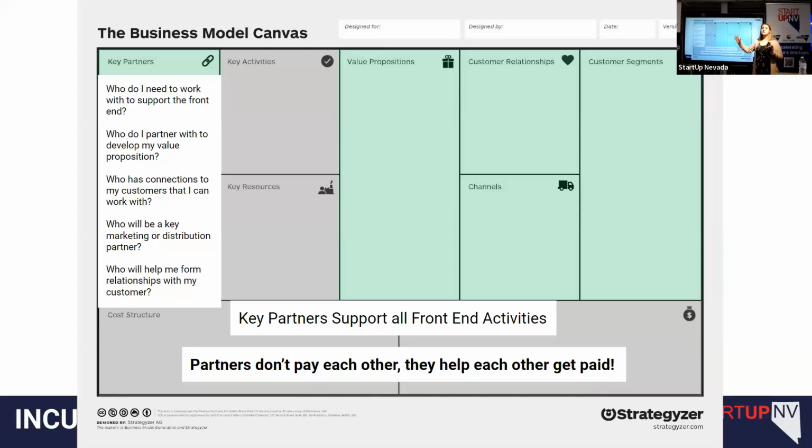And again, this could be a complete guess, and it should be a guess at this point. We're going to just build a whole list of guesses that we're going to go out and test. It is a hard one. But partners don't pay each other, they help each other get paid. We're going to come to paid services later. So just think about everybody that you're going to work with who has a common interest in this problem, right? Who cares more about this problem than I do? Maybe the key partners are just as equally vested in us creating a solution. So spend some time on this. We'll take some time to answer this.